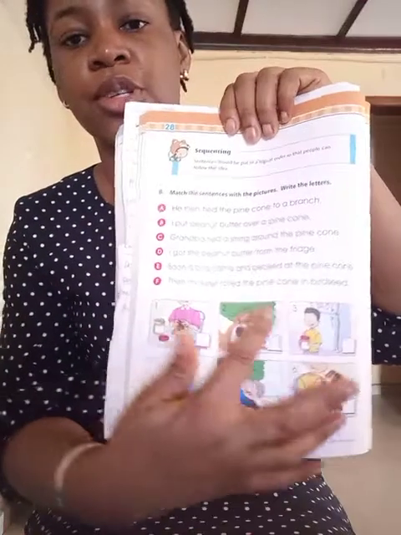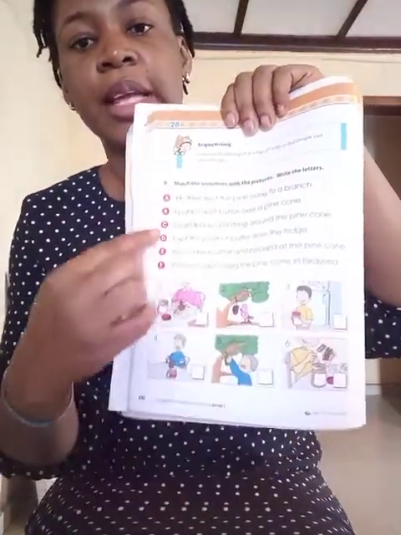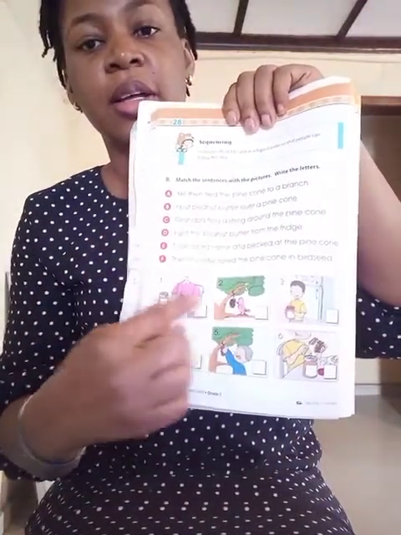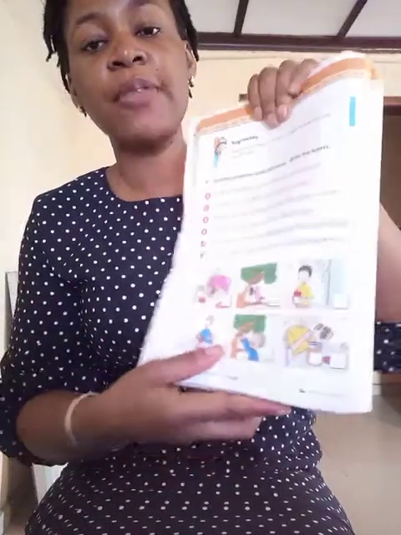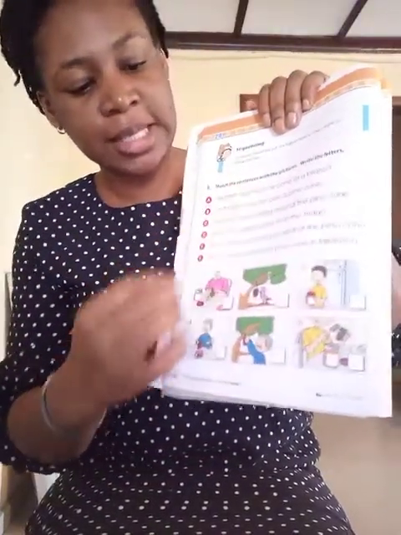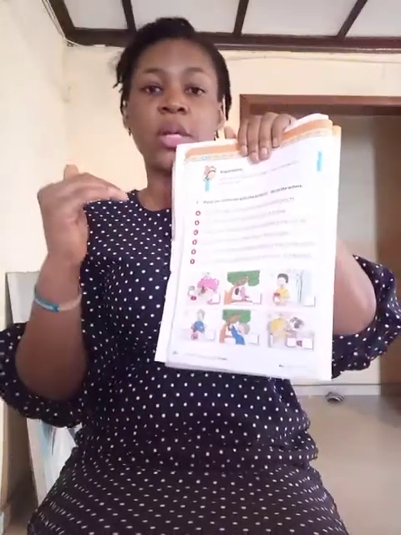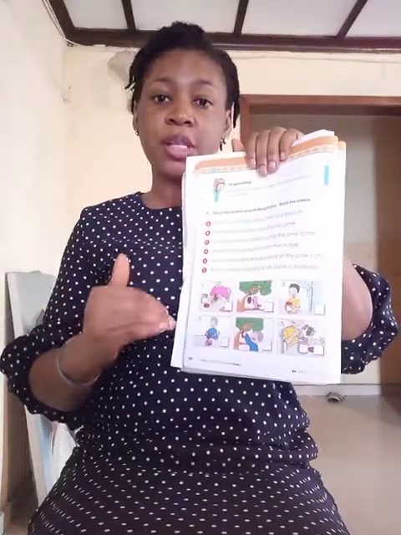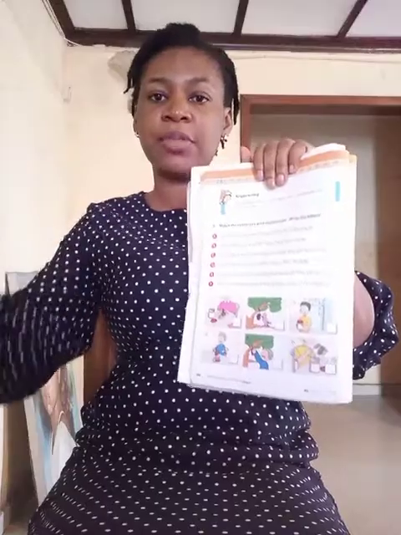So we have an exercise in the book. It says match the sentences with a picture and write the letters. So we have a picture here, and this picture is telling us a story. These are the sentences that are talking about each picture. So we have to put these pictures or these sentences in an orderly manner. That is, what happened first, what came after that, what came after that. That is what we mean by sequencing. So let's look at the pictures and the sentences.